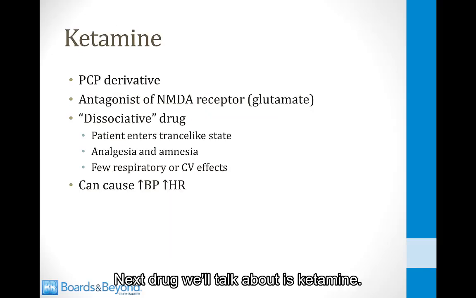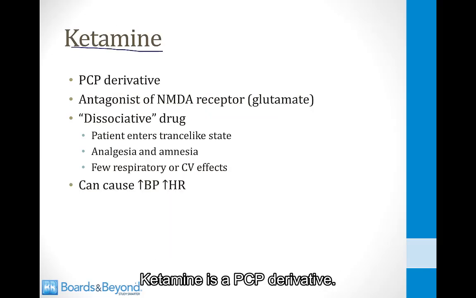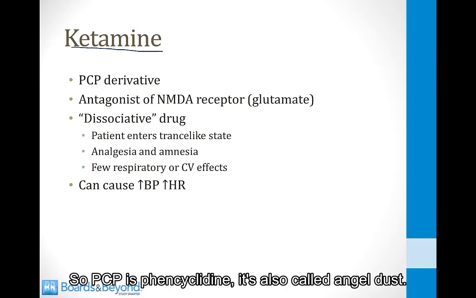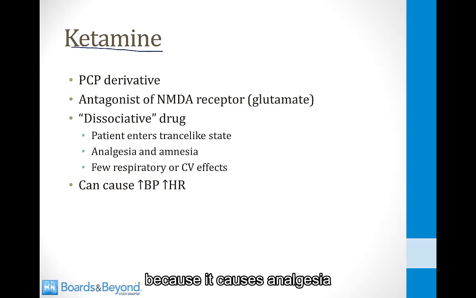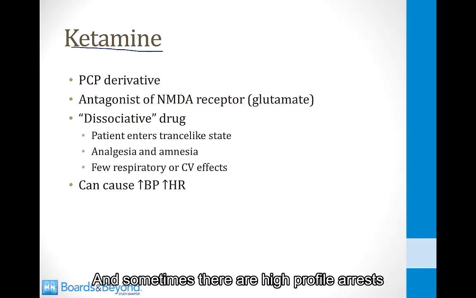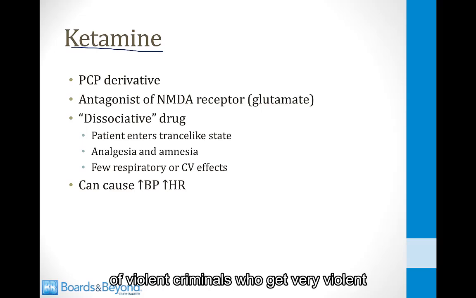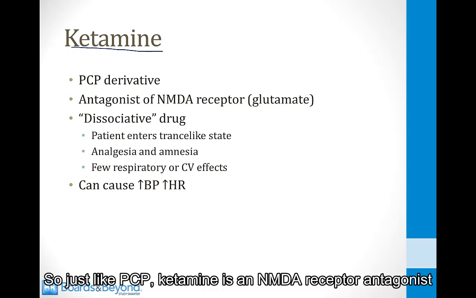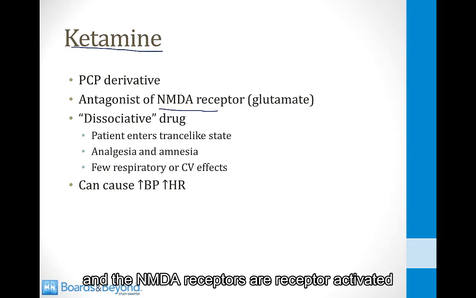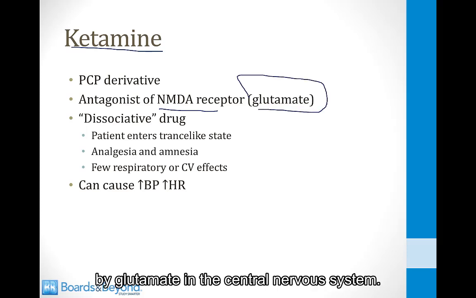Next drug we'll talk about is ketamine, and ketamine is a PCP derivative. So PCP is phencyclidine. It's also called angel dust. It's a street drug, and it's abused by people because it causes analgesia, but it can also make people hallucinate, and sometimes there are high-profile arrests of violent criminals who get very violent when they're taking PCP, and they get very aggressive. So just like PCP, ketamine is an NMDA receptor antagonist, and the NMDA receptor is a receptor activated by glutamate in the central nervous system.